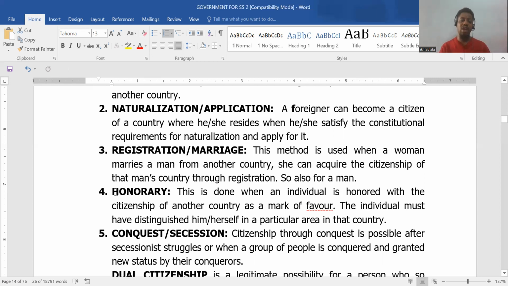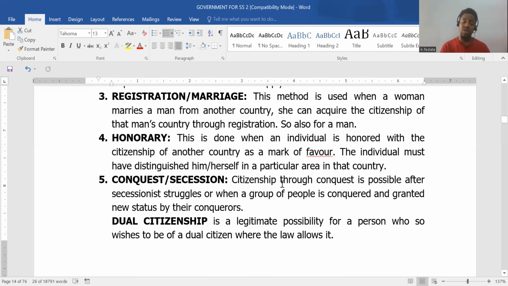Now, this one is more or less ceremonial because it doesn't come with the rights and privileges of being a citizen, but it happens when an individual is honored with the citizenship of another country as a mark of favor. Maybe that person has done something remarkable for that nation. The popular story I used to tell at this point is Guus Hiddink, when he took South Korea, when they hosted the World Cup in 2002, to, I think, the last four. I think they gave him citizenship by honorary conferment. They gave him first class. He can fly on South Korean airline first class for 1 full year, anywhere he wants to go, paid by the South Korean government, right? So they reward you for what you've done for them.